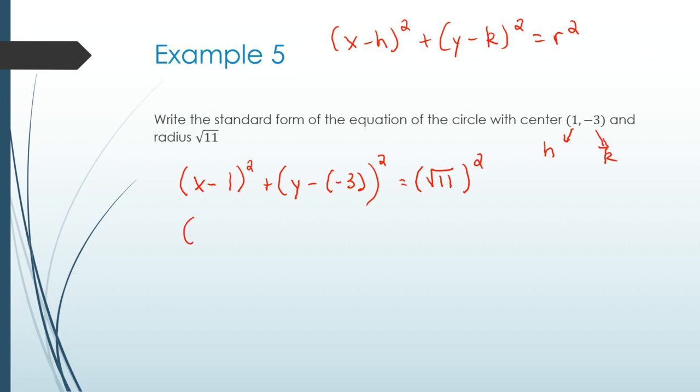And then you want to simplify. So with x minus 1 squared, when you subtract a negative, that's the same as adding. So that's y plus 3 squared. And then when you square a square root, those cancel. So that equals 11. And that's your equation for the circle.